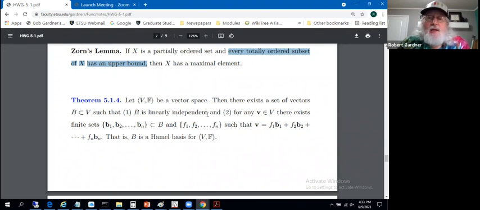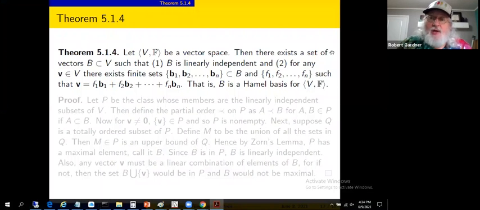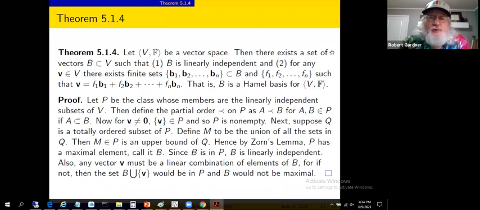So we're getting a linearly independent set of vectors, and any vector can be written as a linear combination of some of those vectors. That's a spanning set. It's a linearly independent spanning set. This collection B is a Hamel basis for the vector space. All right, so the proof will involve Zorn's lemma. Actually, the proof is surprisingly short given all the set theoretic stuff and the content of it.